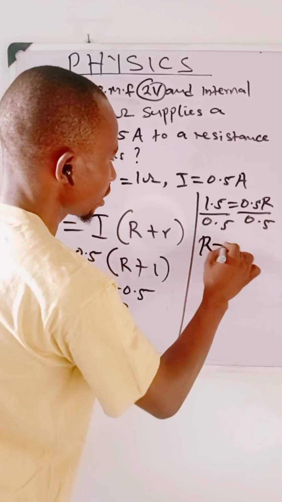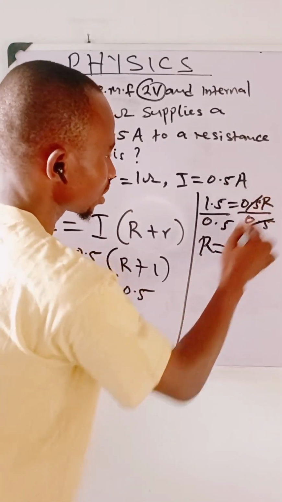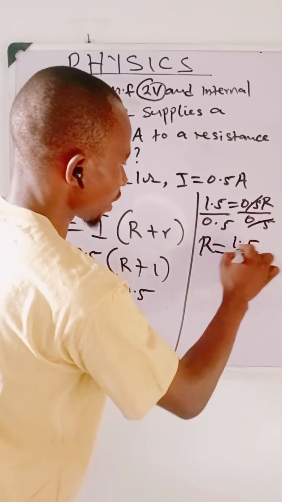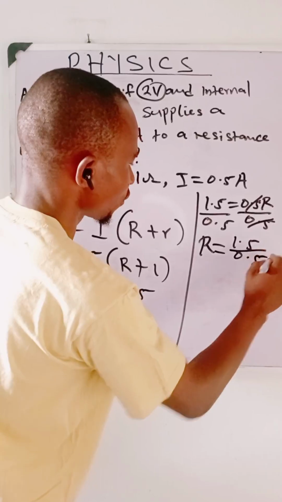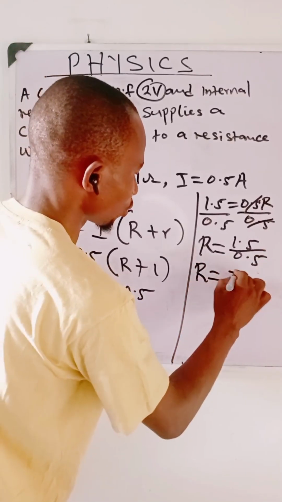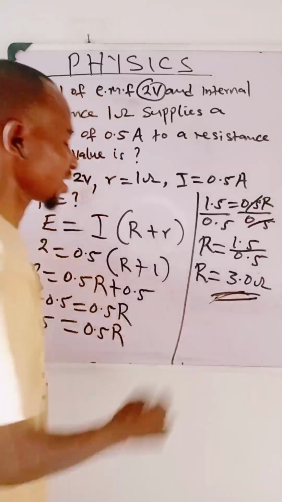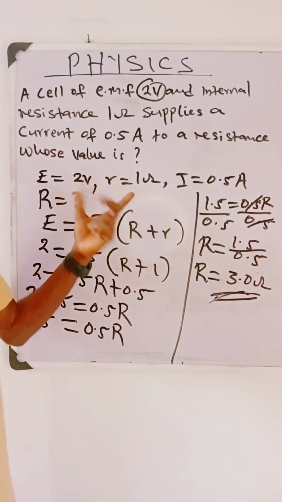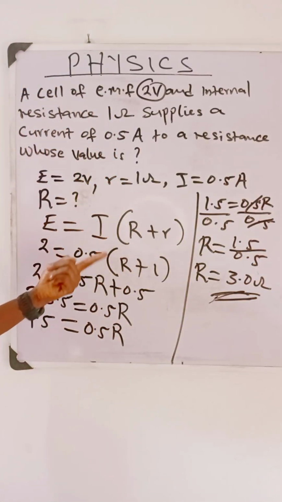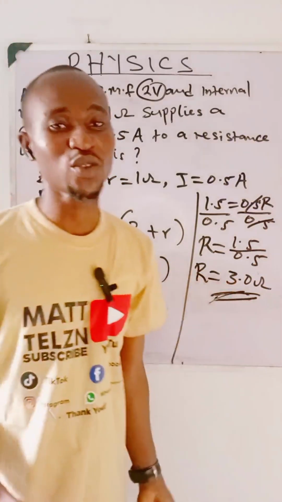So my R is going to be what? This will cancel this. It is going to be 1.5 divided by 0.5. So my R is equal to 3.0 ohms. Okay, our external resistance is 3.0 ohms.